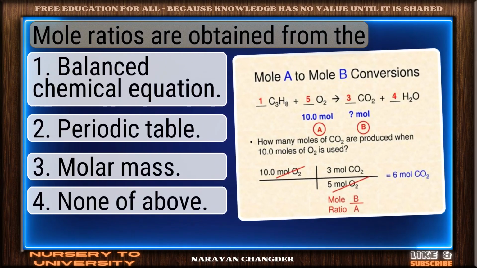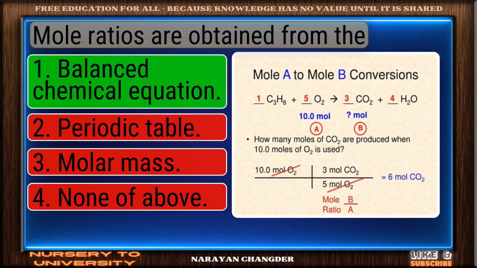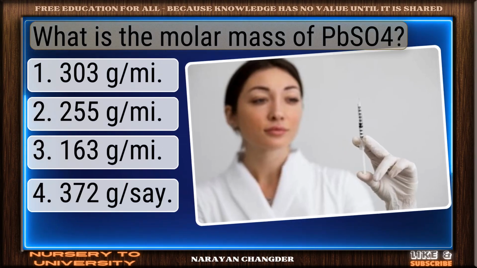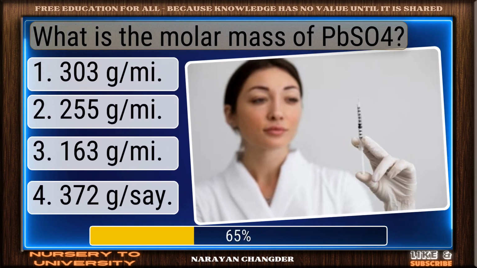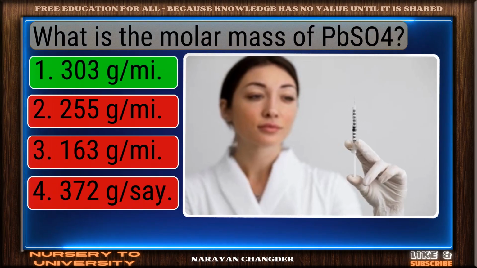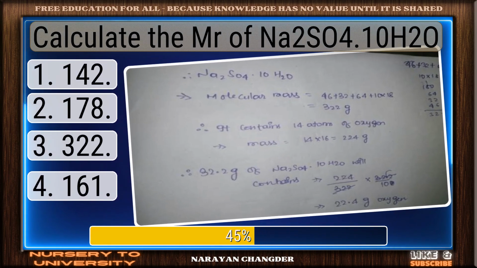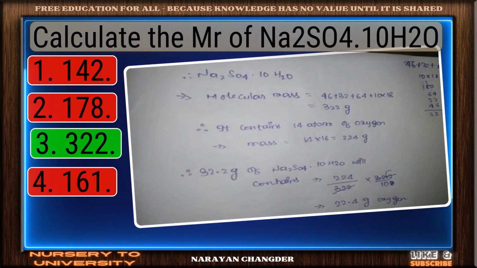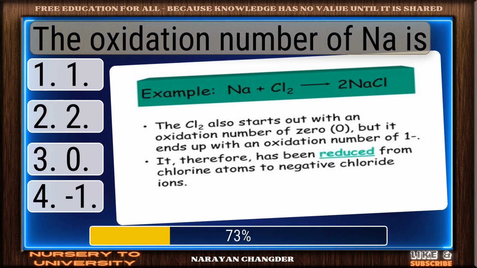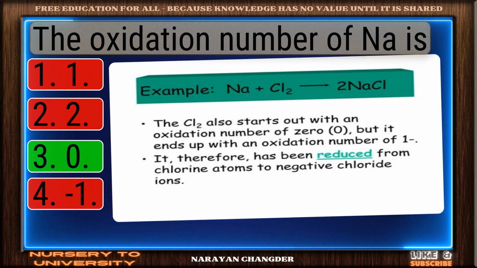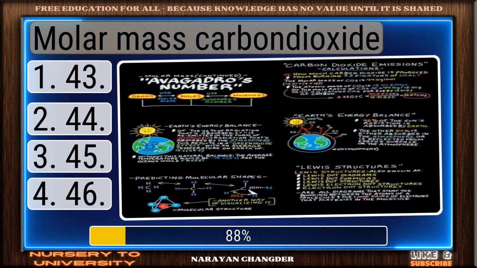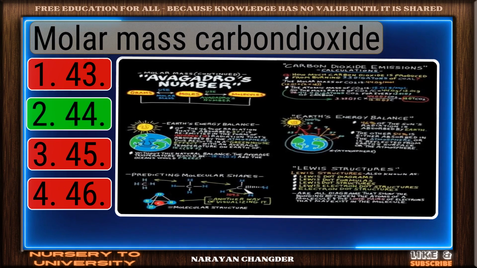Mole ratios are obtained from the... Strong choice. Balanced chemical equation is the right answer. What is the molar mass of FeSO4? Clear logic. Your choice, 152 g/mol, is sound and 100% true. Calculate the mass of Na2SO4. You're right. 322 is the correct answer. The oxidation number of Na is... Well picked. 0 is the correct answer. Molar mass of carbon dioxide? Right again. 44 is a valid answer.